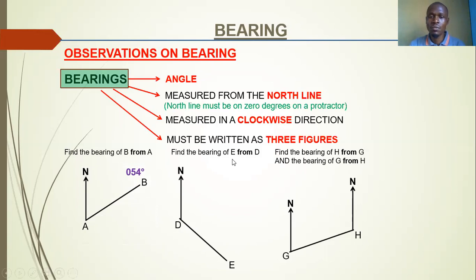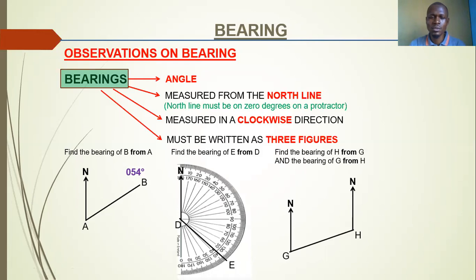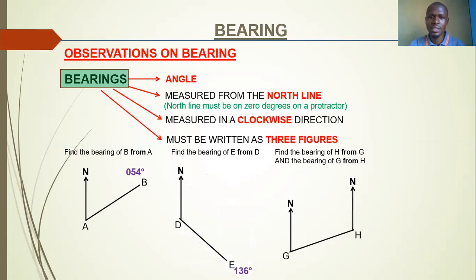Look at the second one. The bearing of E from D. D is the source point. And you have to go to D to locate the north pole. After you locate the north pole from D, then let's bring our compass. We have our compass from the north pole. What is that angle to E? We have 136 degrees. That's the bearing of E from D is 136 degrees.